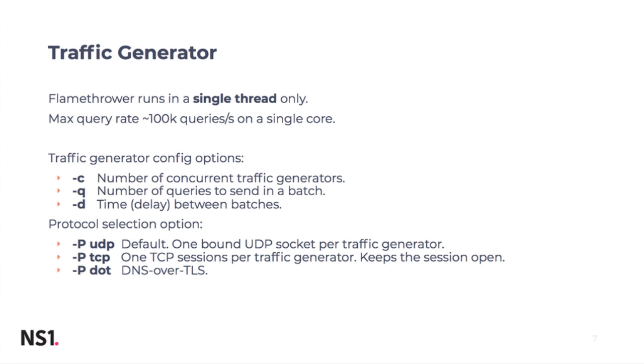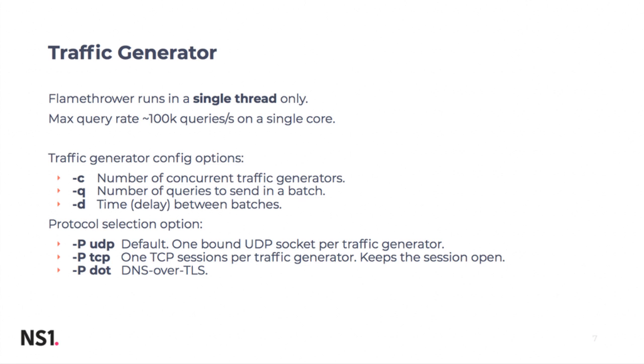If it's TCP, it means that for each traffic generator, a new session is established. And Flamethrower does its best to keep it alive. So if the server terminates that session, Flamethrower will reopen it immediately. It will try to keep that many generators available all the time. So for TCP, it means you can have, for instance, 100 connections from Flamethrower to the server. And for DNS over TLS, it's essentially the same as for TCP.